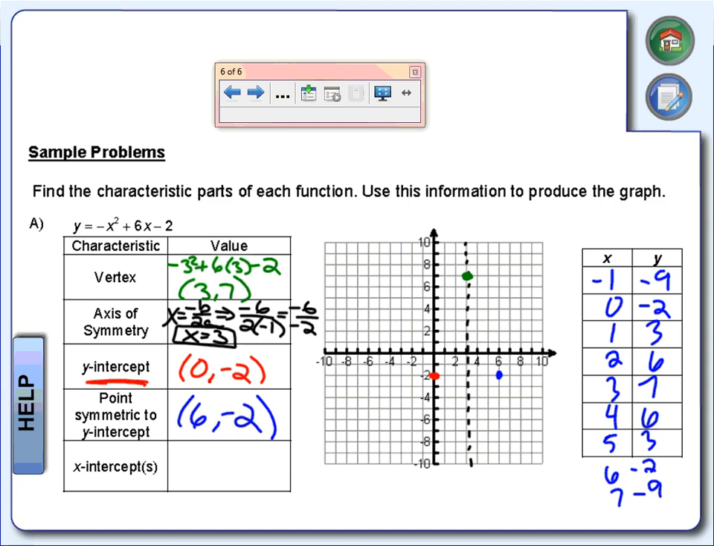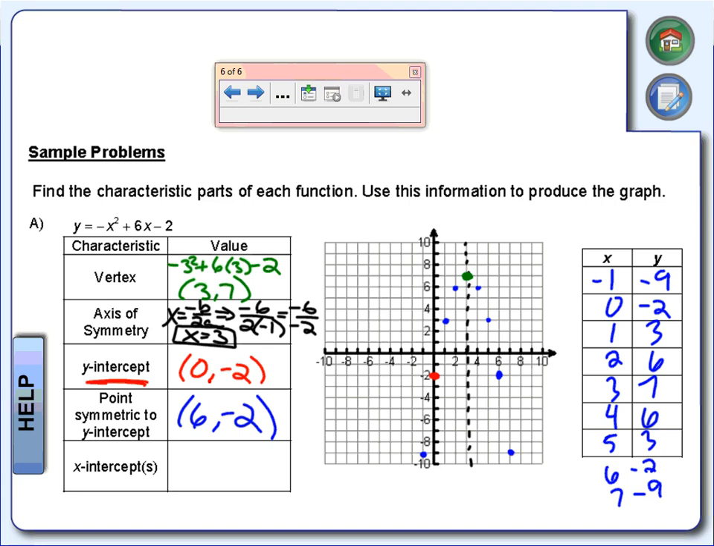Negative 1, negative 9 would be right here. 0, negative 2, we already got that. 1, 3 would be this point right here. 2, 6 would be this point right here. 3, 7, we got that one. That's our vertex. 4, 6 would be this one. 5, 3 is this one right here. We got 6, negative 2 already. And now we need 7, negative 9, which is this one down here.